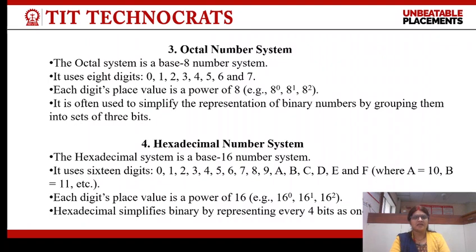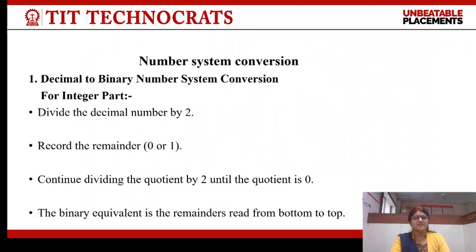Last one is hexadecimal number system. The hexadecimal system is a base 16 number system. It uses 16 digits, 0 to F, where A equals 10, B equals 11, C equals 12. Each digit's place value is a power of 16: 16 to the power 0, 16 to the power 1, and 16 to the power 2. Hexadecimal simplifies binary by representing every 4 bits as one digit.